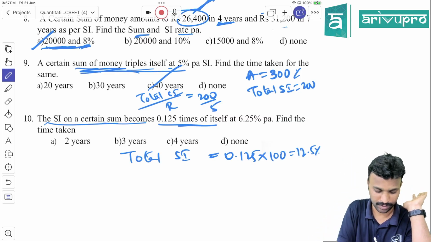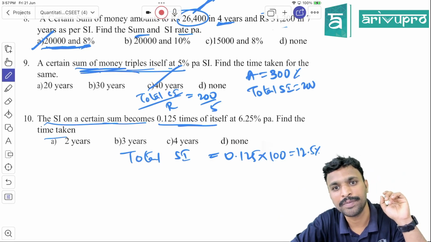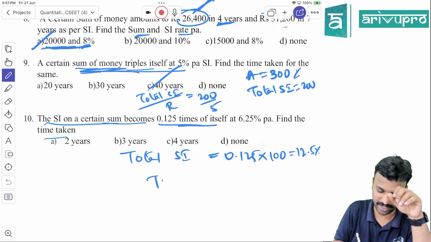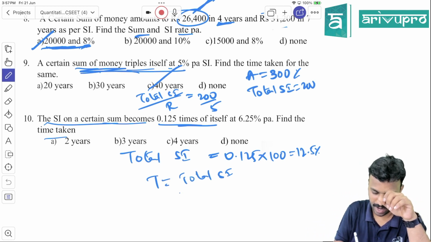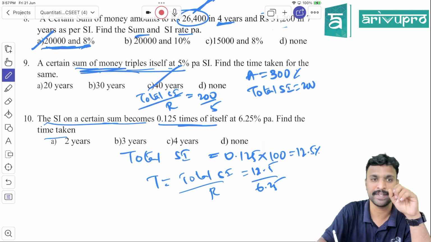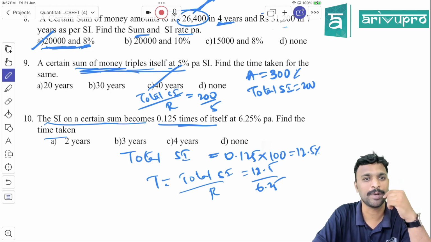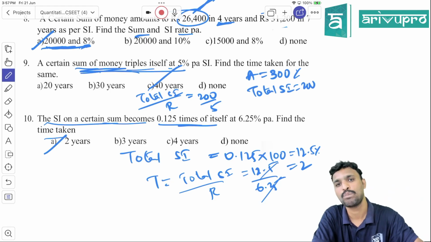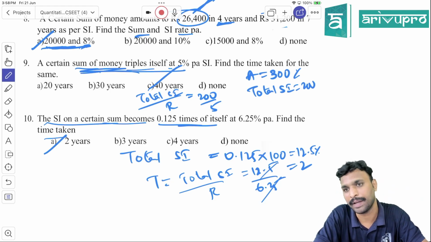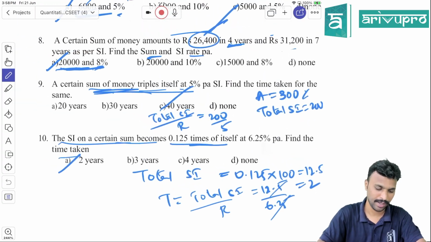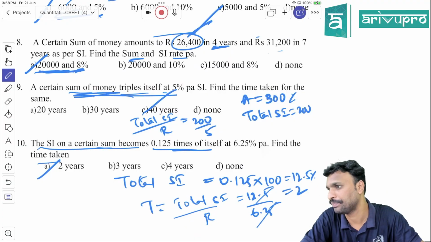12.5%. Now, what do we need? Time. Would you subtract 100 from this? If amount is given only, then you have to subtract 100. This is SI straight away. So what is T? Total SI by R. So 12.5 divided by 6.25. Don't you think 6.25 is half of 12.5? So 12.5 is double of 6.25. Answer is 2 years. Clear? 100%. So these are the questions on SI. Hope you understood.